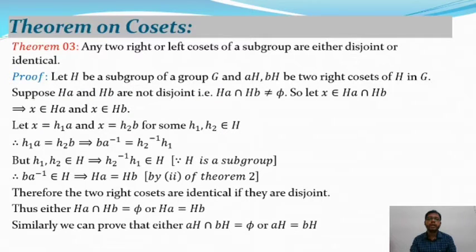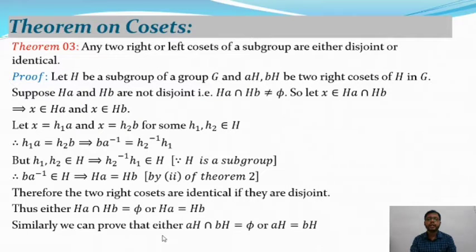You know that h1, h2 are two elements in H, and H is a subgroup of G. So h2 inverse h1 belongs to H. Therefore b a inverse belongs to H, and this implies Ha is equal to Hb, applying the second theorem on coset, which I have already discussed in the previous slide. So the two right cosets are identical if they are not disjoint. Thus either Ha intersection Hb is equal to phi or Ha is equal to Hb.